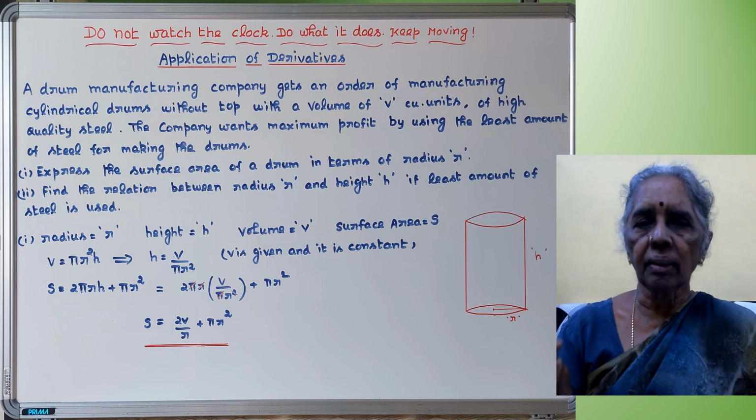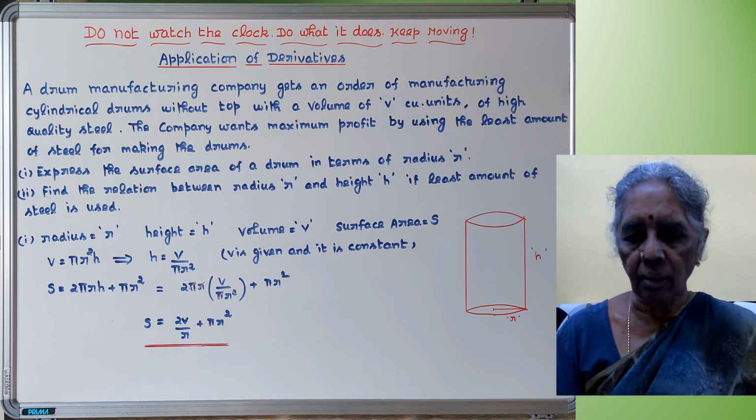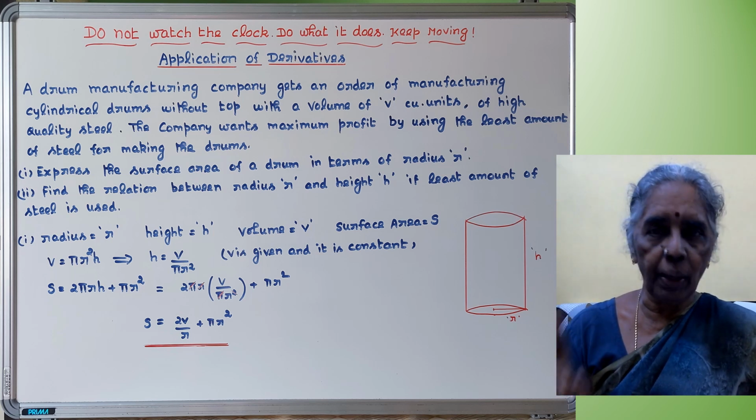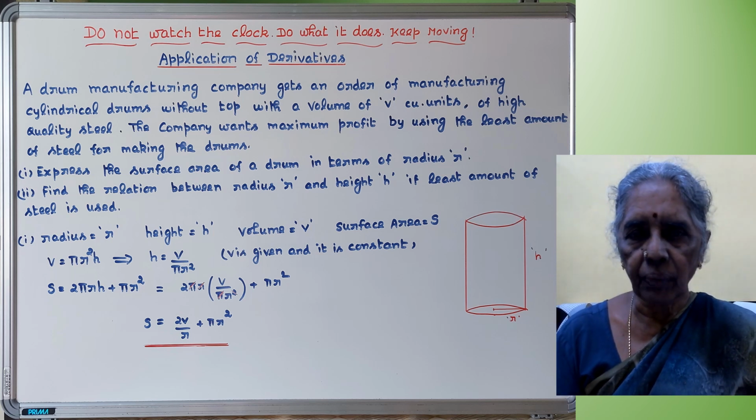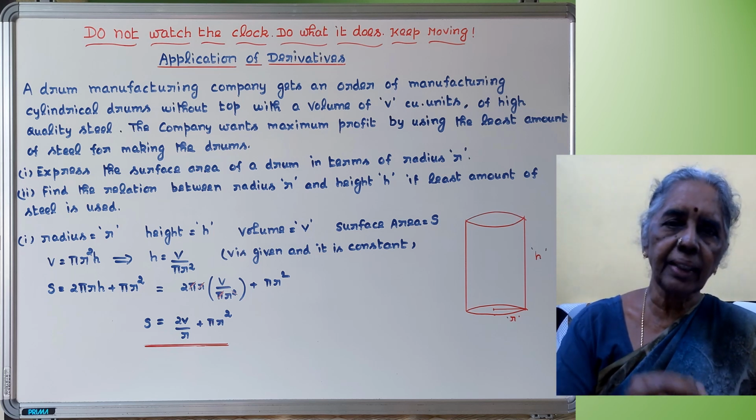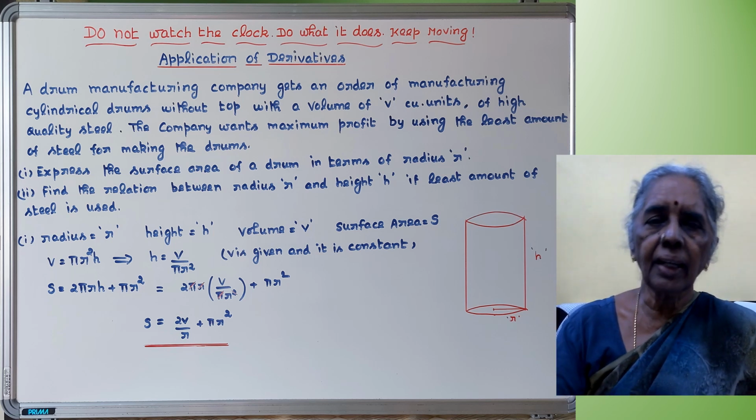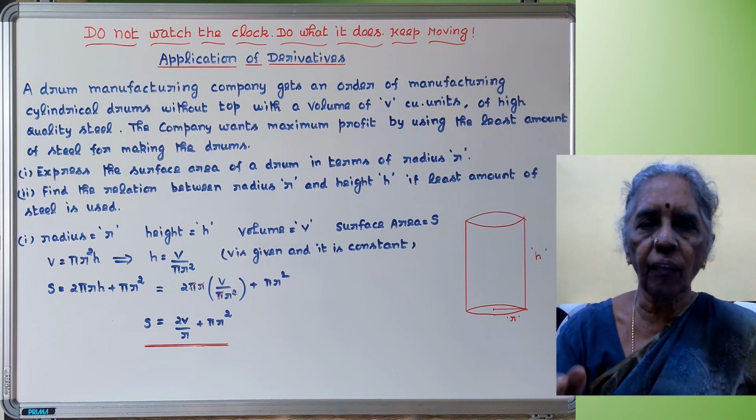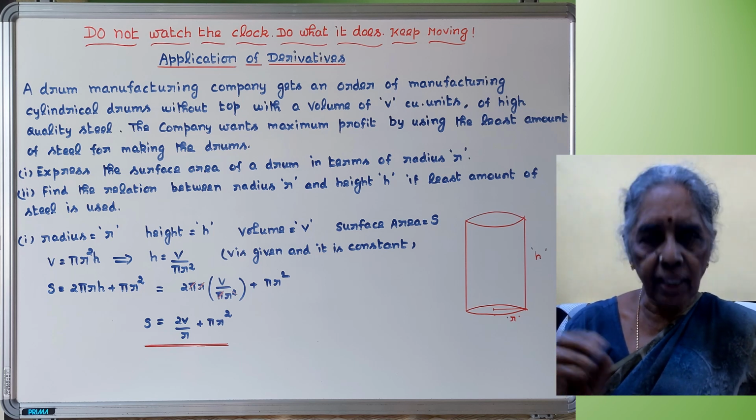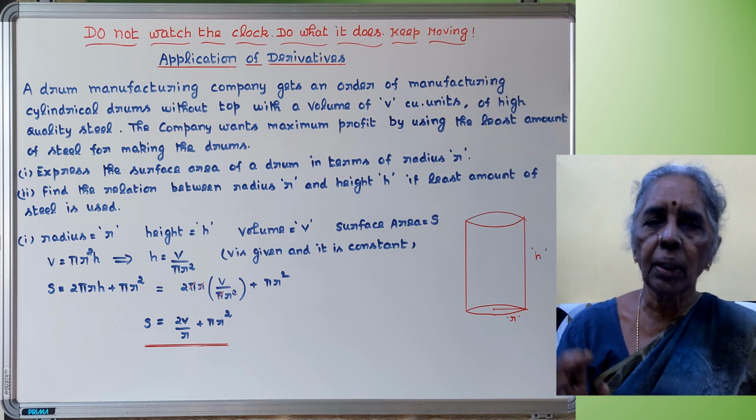Let us draw a cylinder figure. The radius is given as r and the height is given as h. Remember, it is open at the top. That is very important. Let us write what the dimensions given. Radius is r, height is h, and volume is V. It is given already. Let us take S as the surface area of the drum. V is given here, so that is a constant. That is an important point to be noted.